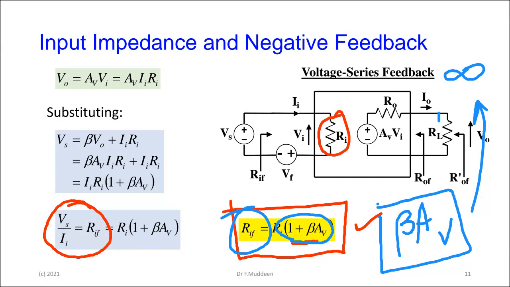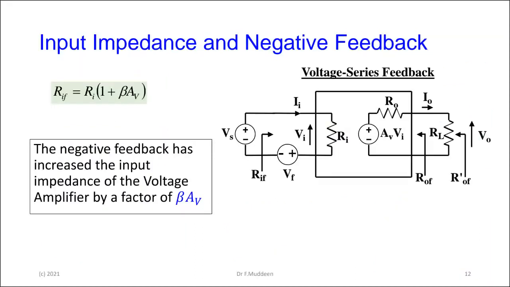So for voltage series feedback, the input resistance increases. As we said, the feedback has increased the input resistance by a factor of beta AV.